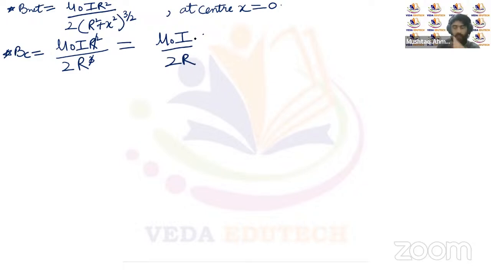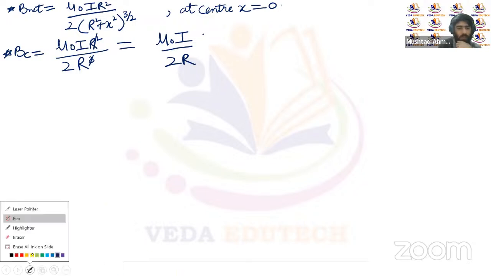The magnetic field at the center of a ring is mu naught I upon 2r. This is the magnetic field at the center of a ring. Now we can also reframe this equation in this manner.